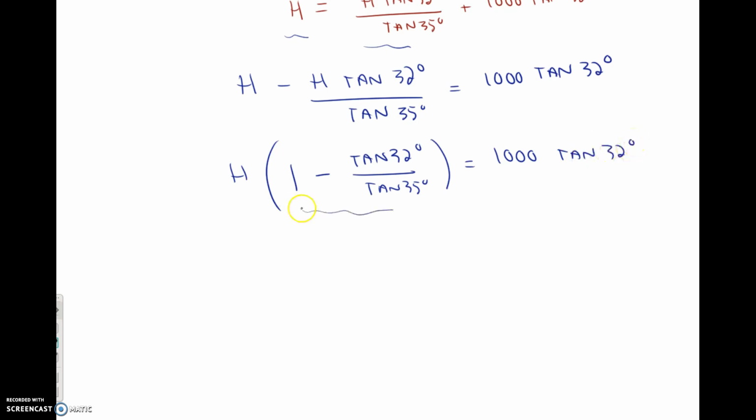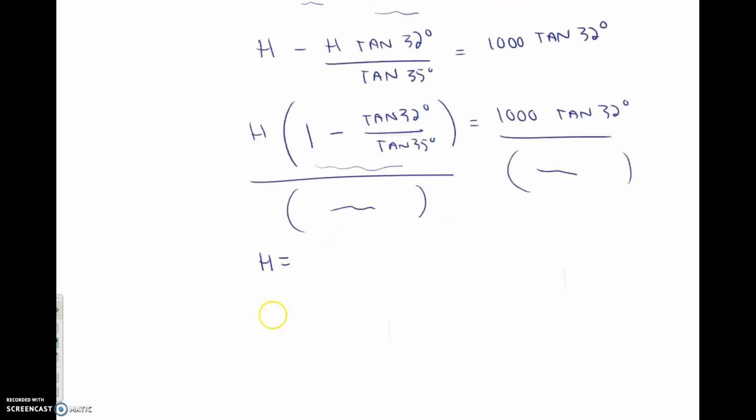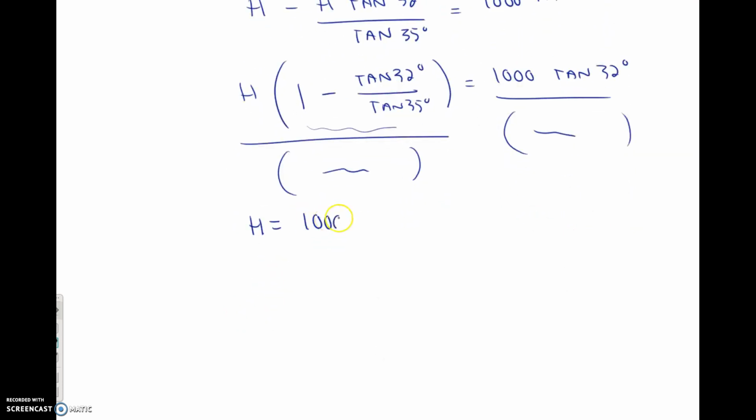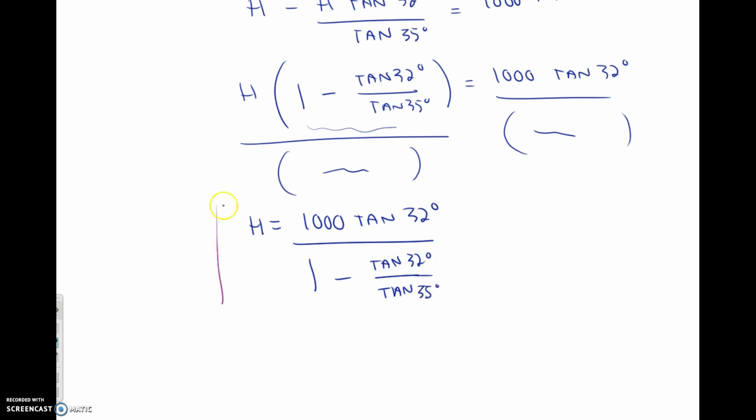Now this is just a number. It's got some fancy tangents in there, but it's just a number. So let's divide by that number. So my final answer is h equals 1,000 tangent of 32 degrees divided by 1 minus the tangent of 32 degrees over the tangent of 35 degrees. Now this is my exact answer. However, I don't really like this exact answer because it's not simplified. I can't have this complex fraction in the bottom.